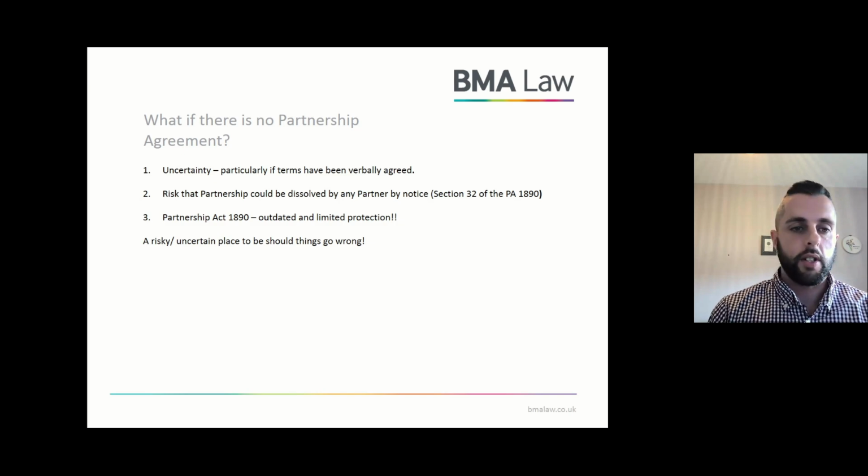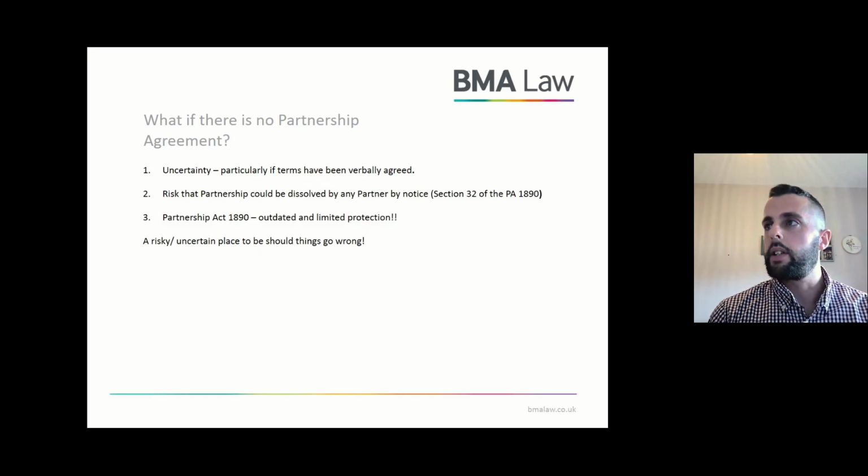But in terms of the default provisions of the Partnership Act, it really is quite limited, given how long ago it came into force, and it's not been updated since. So, for example, it doesn't provide any right to expel. It doesn't include any provisions dealing with maternity pay or retirement or anything like that.